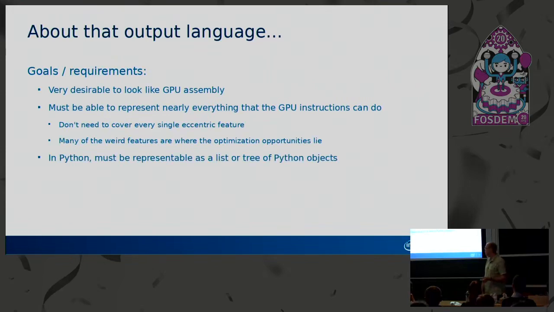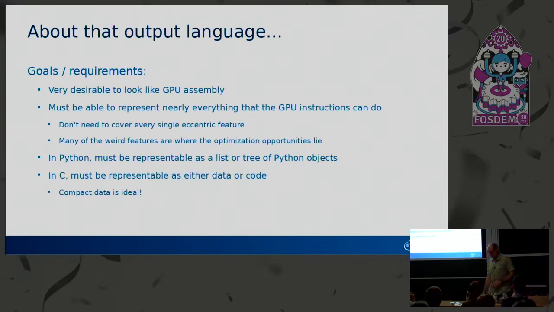As I said before, in Python you have to be able to represent these things as a list or tree or some kind of collection of just Python objects, right? That's the whole point of not implementing our own DSL: we can just use Python. And then in C, this is going to somehow generate out C code. We want it to be represented as either data or code or some combination thereof. And ideally, if we can generate a set of compact data tables to represent the transformations and the patterns, that's ideal.